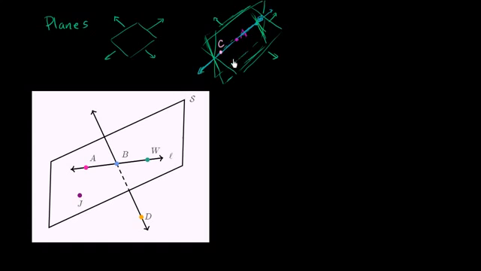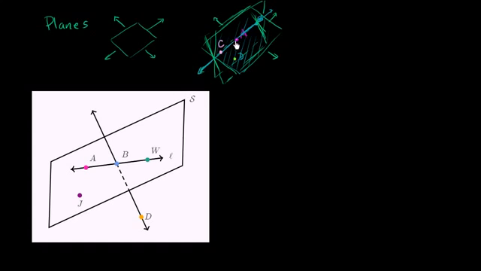Let's say point D is right over here. So it sits on this plane right over here, one of the first ones that I drew. Between points D, A, and B, there's only one plane that all 3 of those points sit on. So a plane is defined by 3 non-collinear points.